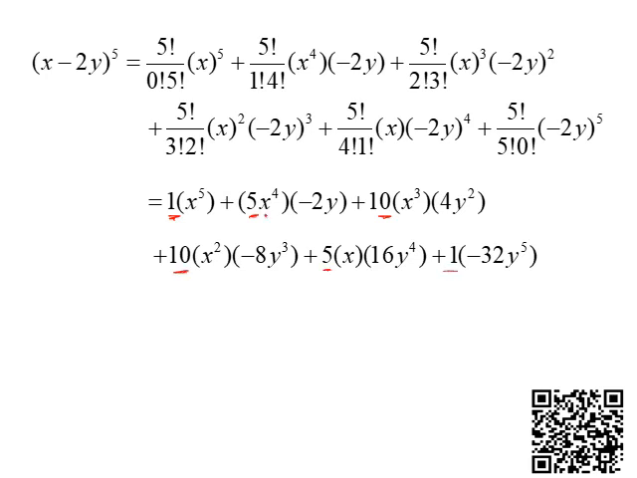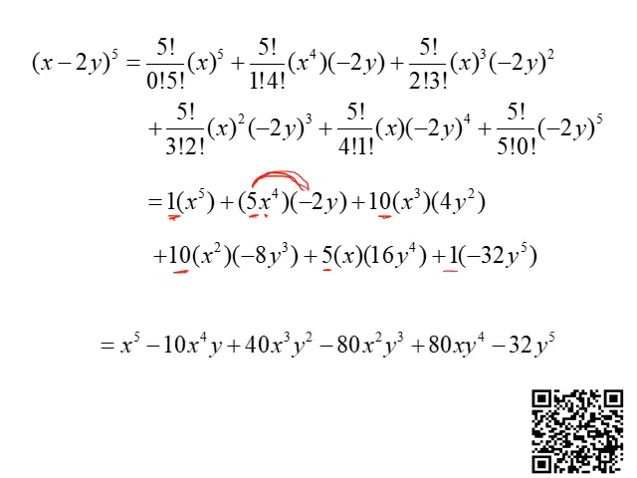Then x to the power of 4 multiplied by negative 2y. Later, right now, we are going to multiply the 5 by negative 2. When I multiply 5 by negative 2, it will give me negative 10. So notice here, the second term is negative. And then 10 multiplied by 4 is equal to 40. And then negative 8 by 10 is negative 80. And 5 by 16 is equal to 80. And 1 by negative 32 is equal to negative 32. Notice that the power of x is going to decrease and the power of y is going to increase starting from the second term.